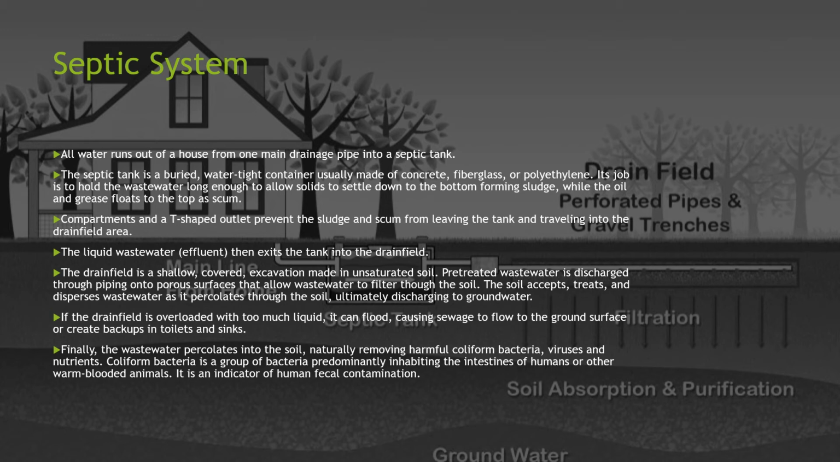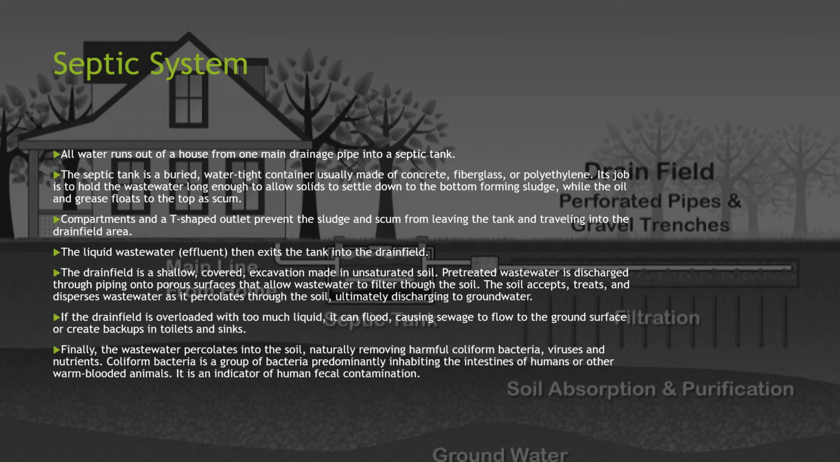The soil accepts, treats, and disperses wastewater as it percolates through the soil, ultimately discharging into groundwater. If the drain field is overloaded with too much liquid, it can flood, causing sewage to flow to the ground surface or create backups in toilets and sinks. Finally, the wastewater percolates into the soil, naturally removing harmful coliform bacteria, viruses, and nutrients.